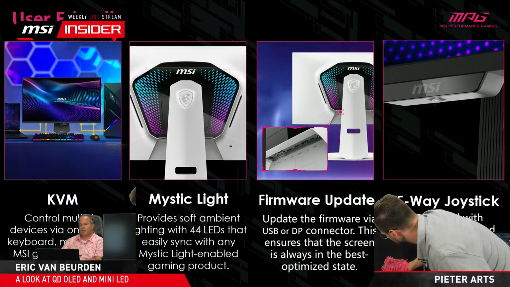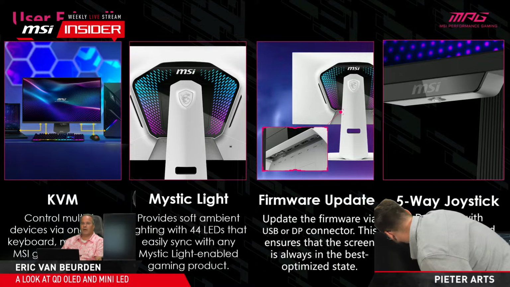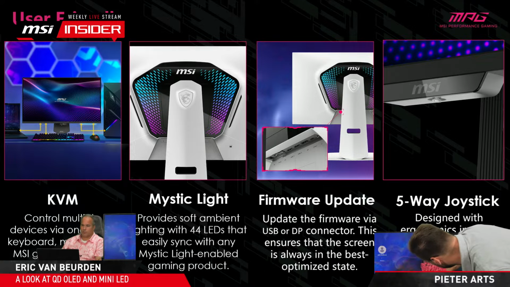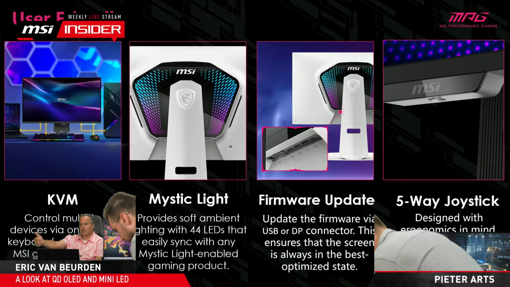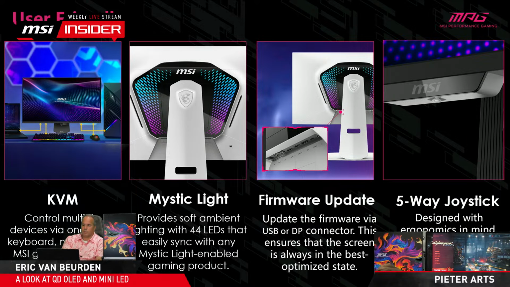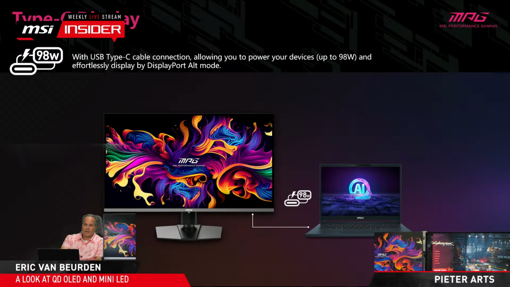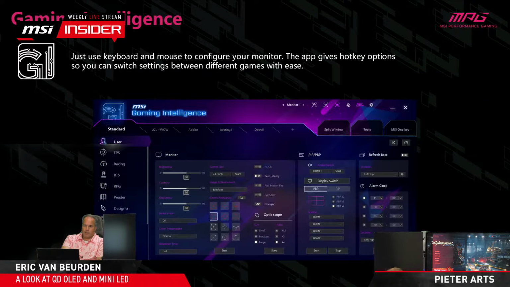KVM, both of these models have. Mystic Light, we already talked about it. Firmware update, the MPG models have, but also the MEG models, and the 5-way joystick. Peter already told you, it can be on the right side of your monitor. This one has a new design on the bottom. And it also supports 98 watt PD power delivery. We already talked about that. If you have a MAG model, it's possible that it's only doing 15 watts. So if this is an important feature for you, if you want to power your notebook or fast charge your mobile phone, please pay attention to this.